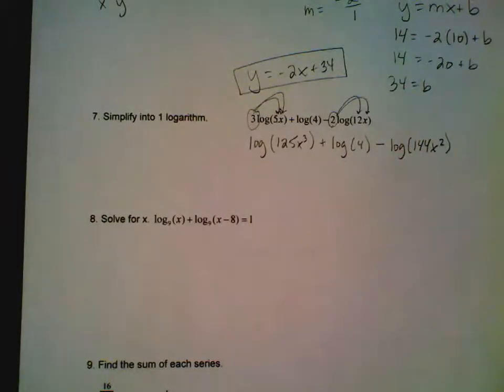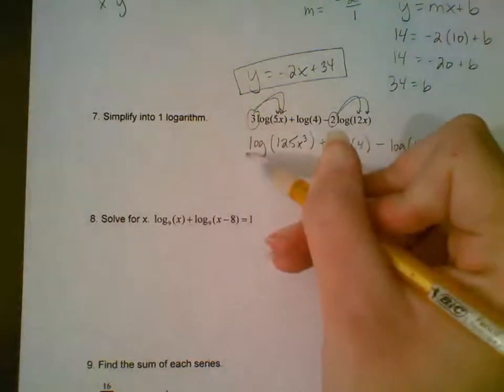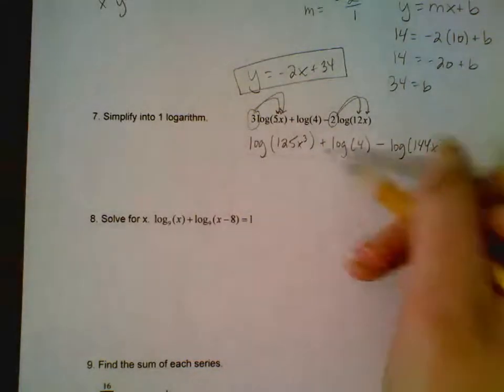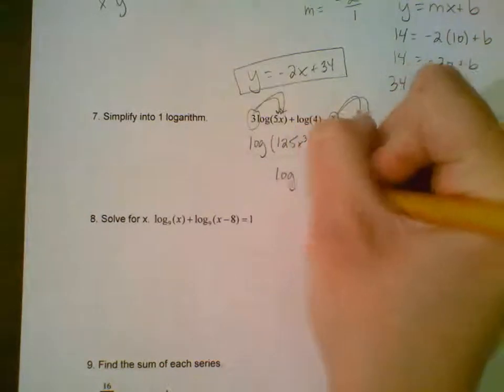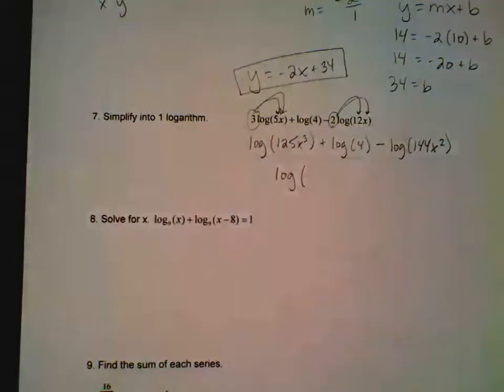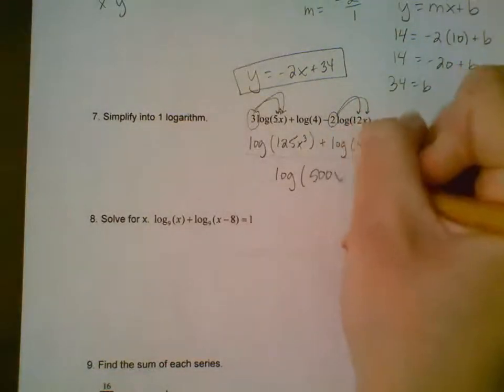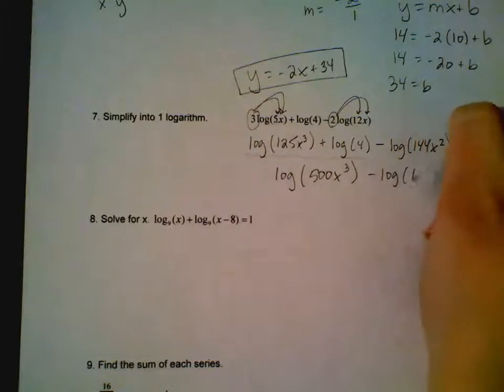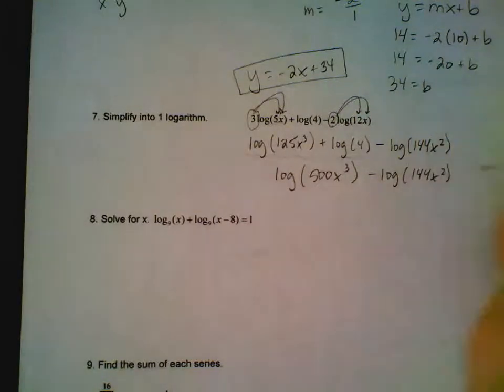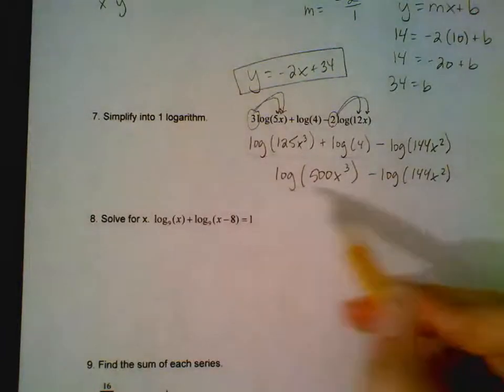Now the other two properties are, one's called the product property, which is if you are adding logs, you're really going to multiply the insides together. So 125 times 4 is 500, and I just have the x to the third still. Right. We're going to go left to right when we do these, just like you normally solve things left to right in math. Then this part is subtraction.